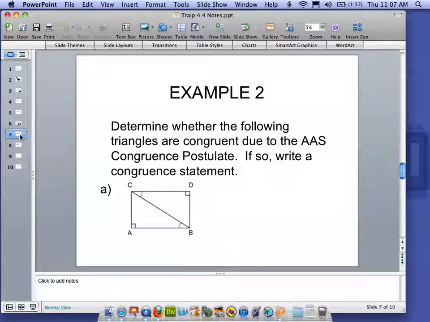So for example number 2, take a look at those triangles and decide if you think those two triangles are congruent by angle-angle side. Well, I have a right angle congruent to a right angle, and I have an acute angle congruent to an acute angle. So there's the angle-angle part. And what's not marked, but what's true, is that they share a side. So I would say yes, angle-angle side does apply, and triangle ABC is congruent to triangle DCB.